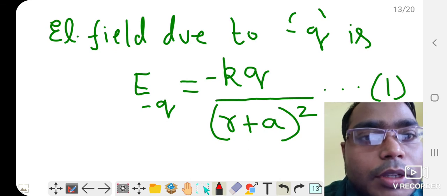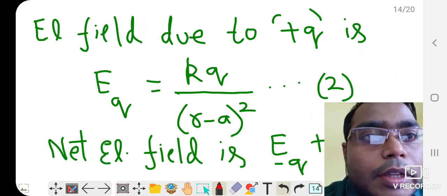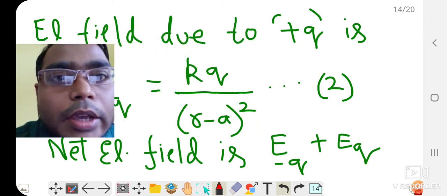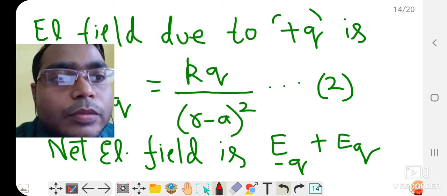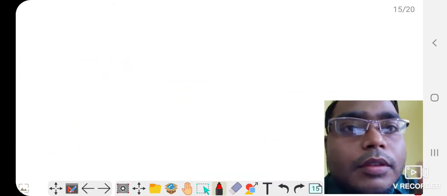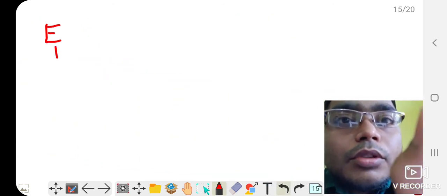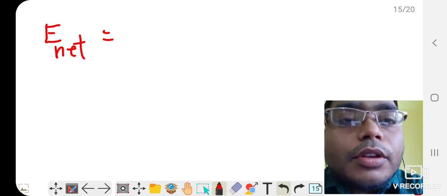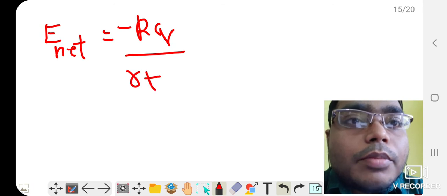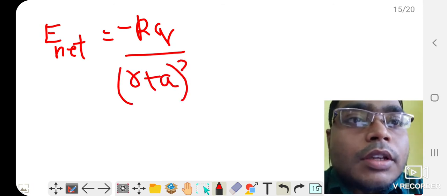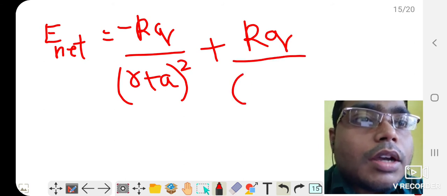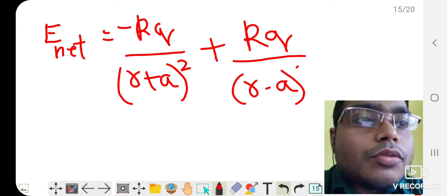So let us now calculate the net electric field. The net electric field will simply be E of minus q plus E of plus q. So we can write down the equation. The net electric field is given by minus kq divided by (r plus a) whole square, plus kq divided by (r minus a) whole square.